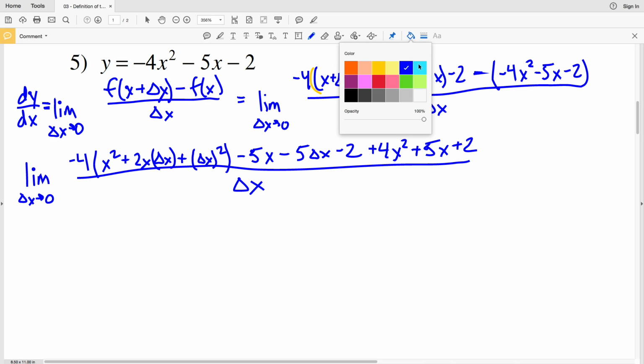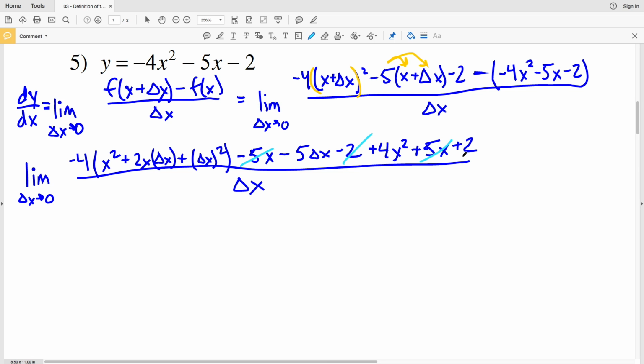So you can see I have a couple of terms that will cancel out in my numerator. 5x will cancel out with 5x, and 2 will cancel out with 2. Now I'll distribute my negative 4 to x squared, 2x delta x, and delta x squared.